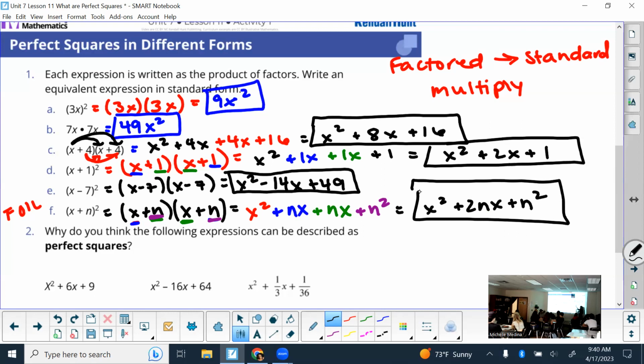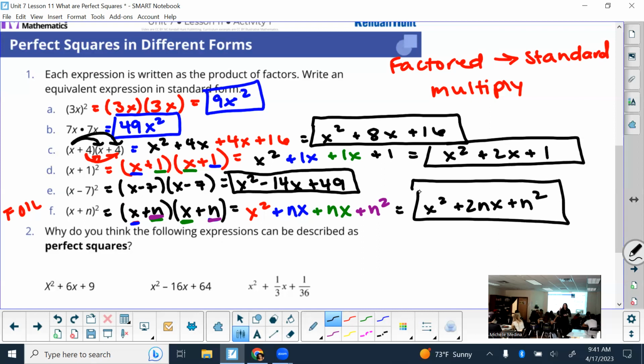The 2nx always ends up being 2 times whatever number is in the n position, meaning the second number in your parentheses. So everyone see that? So here it was 2 times 4, which is 8. 1 times 2, which is 2. Negative 7 times 2, which is negative 14. So it's following a pattern.